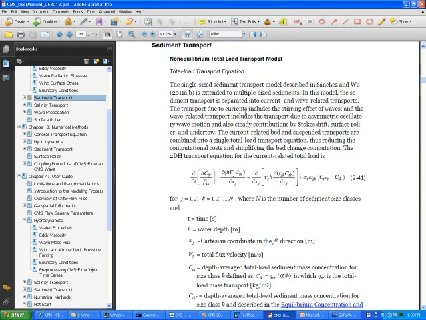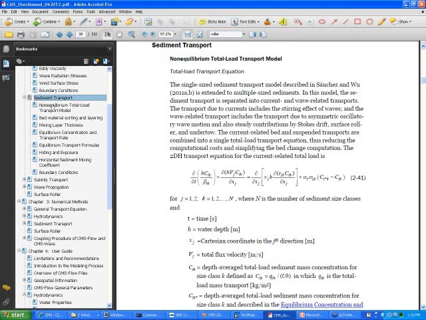CMS has the option to simulate three sediment transport models: an equilibrium total load model, an equilibrium bed load plus suspended load model, and this one, a total load transport model. This model, in the implicit code, is the only one that is supported, and the explicit solution scheme supports all three. Okay, so that's important to keep in mind.